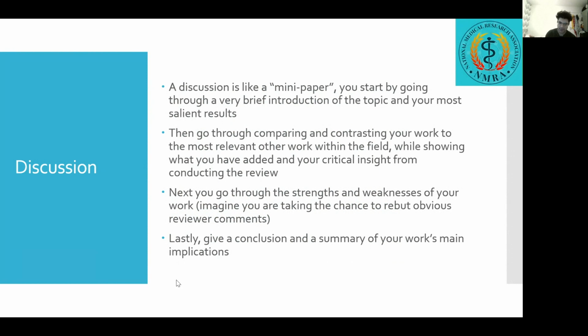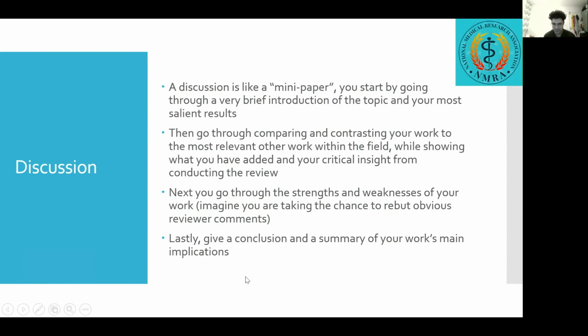And then the last thing you want to do is strengths and weaknesses. Essentially, I like to think of this as a chance to rebut the comments that might come up from peer review or from people reading your paper, because there are some very glaring, obvious things that come up with meta-analysis, systematic review, that you'll see again and again. I'll go through those when I show you 2 examples.